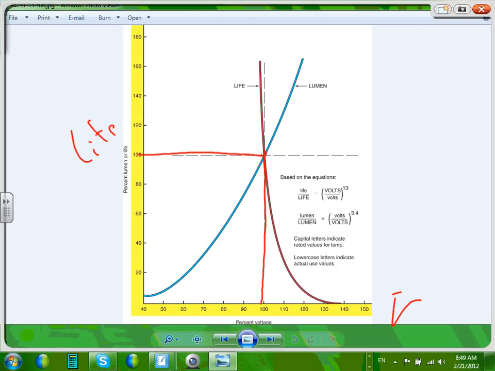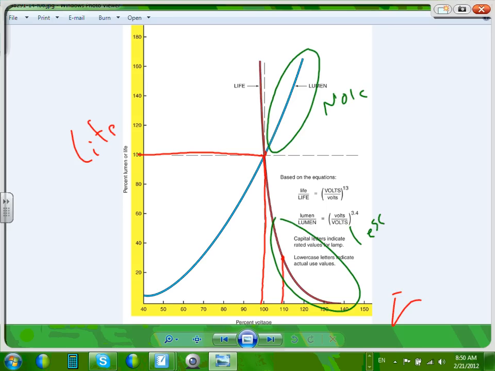If you increase the voltage right up to here, the lamp will get you more lumen, but it will live shorter. Two things you need to understand from this, guys. The more you put voltage across an incandescent lamp, the more lumen you get. This is more lumen. But the problem is, the less life you get. Here's less life.